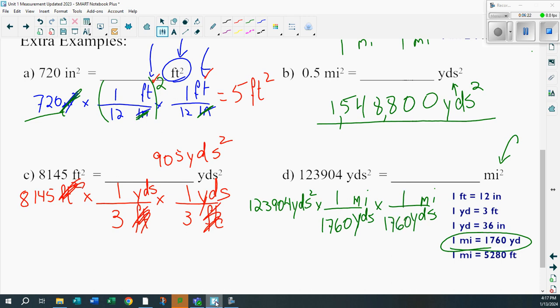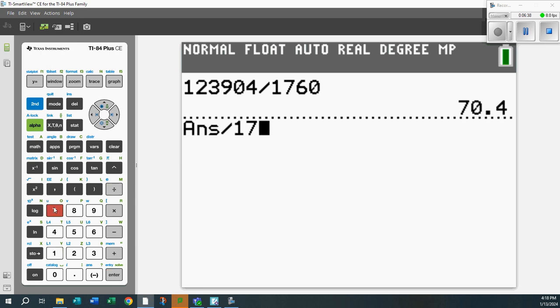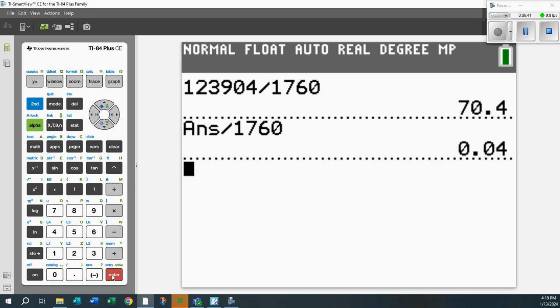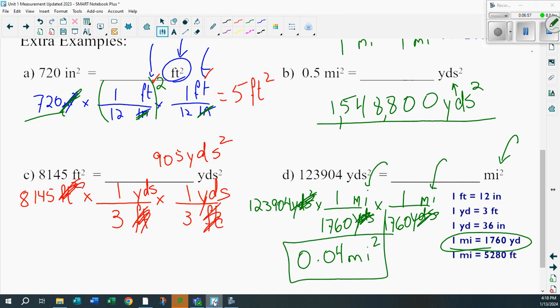So we're going to take this ugly number and we're going to divide it twice. Okay, so divide by 1760 twice. 123,904 divided by 1760, not just once, but divided by 1760 a second time. Leaves you 0.04. 0.04 what? Well, yards and yards cancel with yards squared, leaving you miles. This would be miles squared. Done. How pretty is that? Even if we are dealing with ugly numbers like Imperial, follow the dimensional analysis. Follow your canceling terms, and you'll never get this wrong.